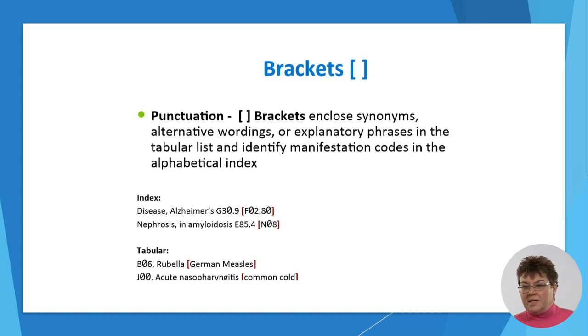So the index for your alpha, you're going to look under disease, Alzheimer's. And then it's going to say G30.9. But it's also going to put into brackets F02.80. So you're going to write down the F02.80 and you're going to go there and you're going to see, is this related to my patient's condition?